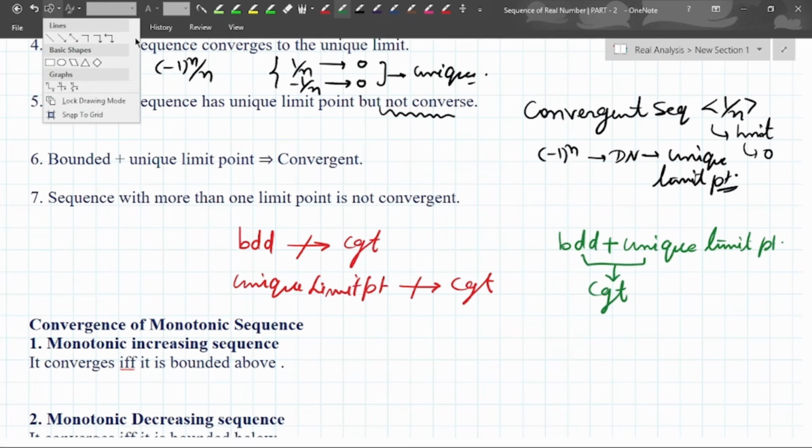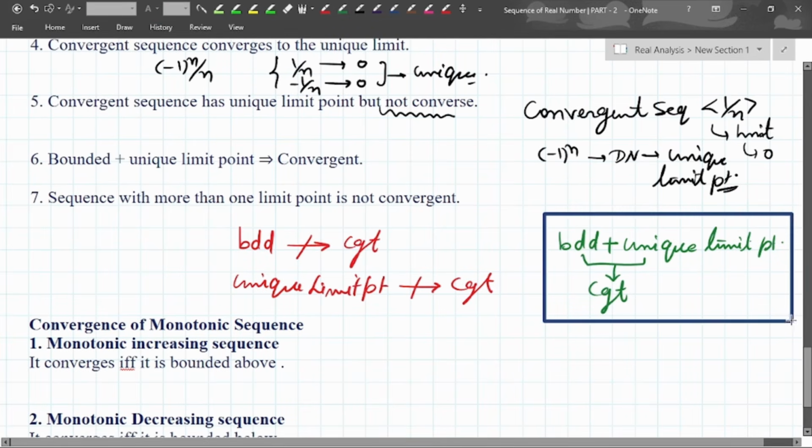This is again a very, very important point. Okay. Alone bounded, we can't say that it is convergent. Alone unique limit point, we can't say it is convergent. But if these both come together, bounded plus unique limit point, then we will say it is convergent.